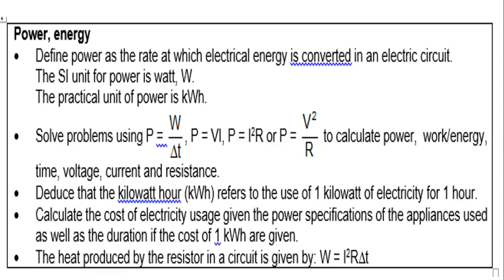And the heat produced by the resistor in a circuit is given by the formula W is equal to I squared multiplied by R multiplied by delta T. So that's essentially what we must know. The only thing that we are really left with, my dear learners, is to look at how to calculate that particular heat, which is the energy that is dissipated. So that is all in terms of examination guidelines. We quickly move to our question.